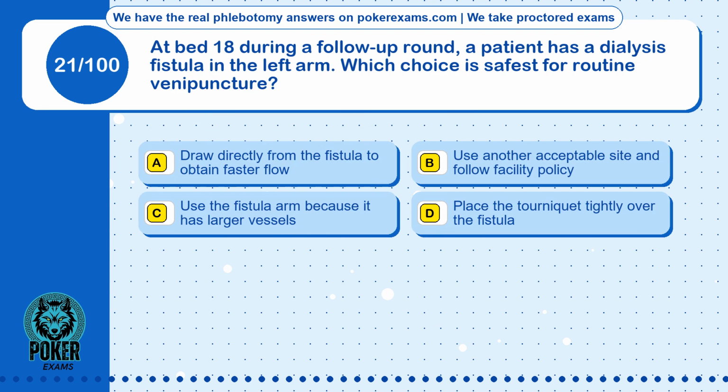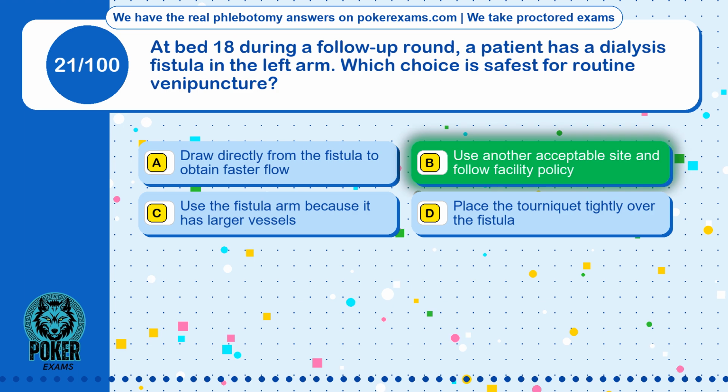Question 21. At bed 18 during a follow-up round, a patient has a dialysis fistula in the left arm. Which choice is safest for routine venipuncture? Option A, draw directly from the fistula to obtain faster flow. Option B, use another acceptable site and follow facility policy. Option C, use the fistula arm because it has larger vessels. Option D, place the tourniquet tightly over the fistula.